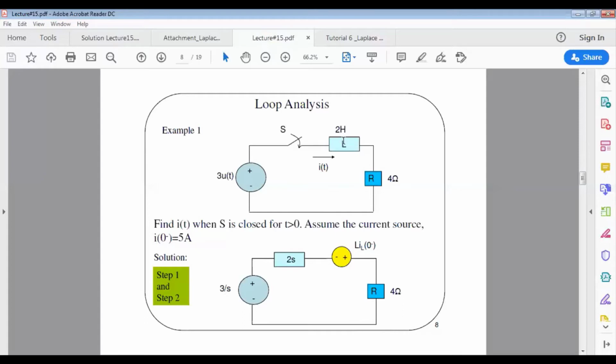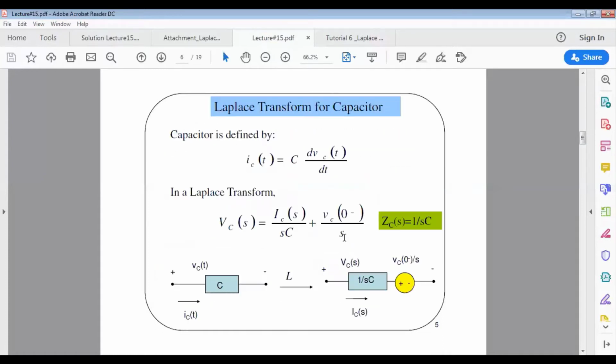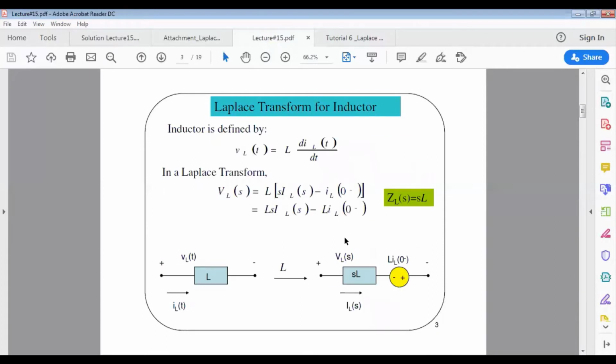The 2 Henry inductor will now become 2S, in series with a voltage source. So how can we get this? Basically this inductor of 2S and this voltage source is the transformation of the inductor of 2 Henry. To verify this, let's have a look at the transformation for the inductor in the previous slide. I'm going back to the previous slide. Okay, so this is the one.